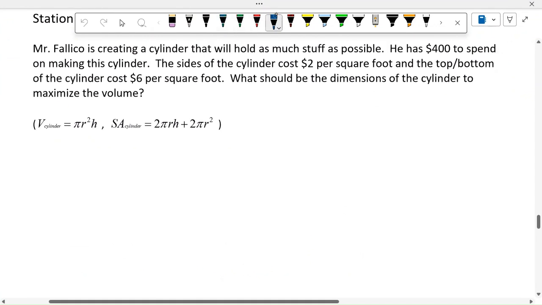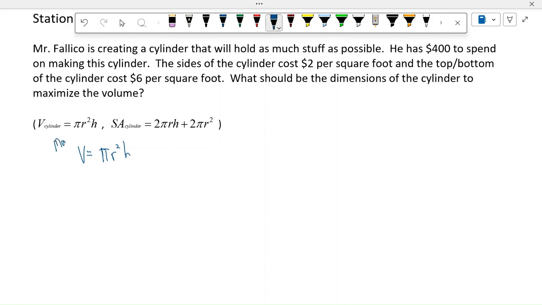So the volume formula is pi r squared times height. And as I look at that, I see there's 3 variables. I'd rather only have 2 variables, but this is what we're trying to maximize.